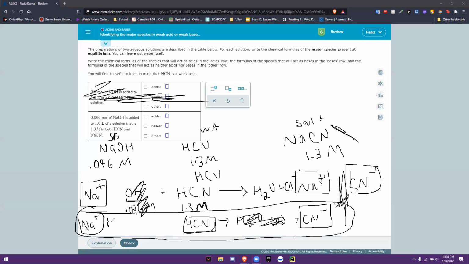So Na plus is an ion, which is other. HCN is a weak acid, which is an acid. And CN minus is the conjugate base of HCN, which is going to be a base. And let me try that. Na plus, HCN, CN minus.